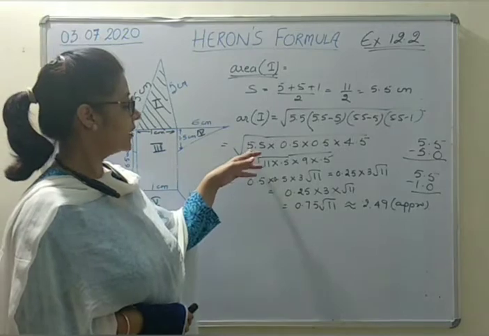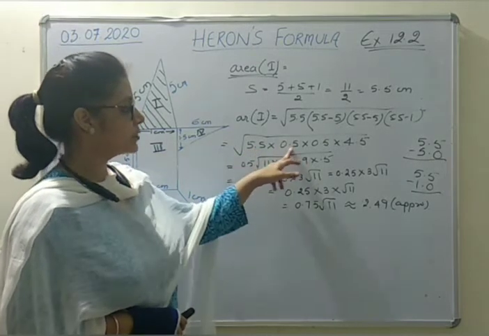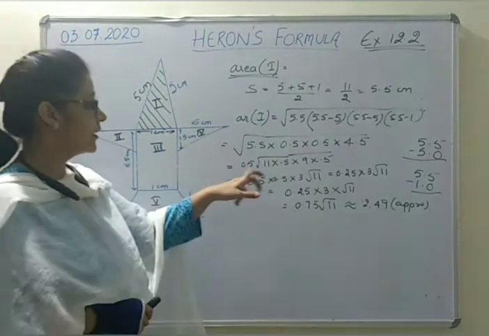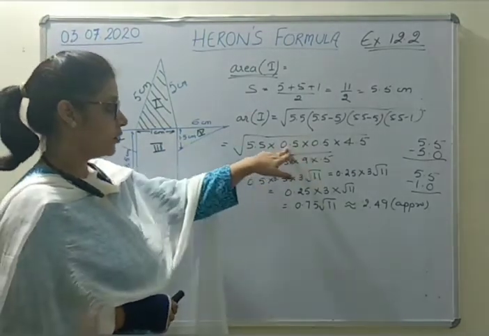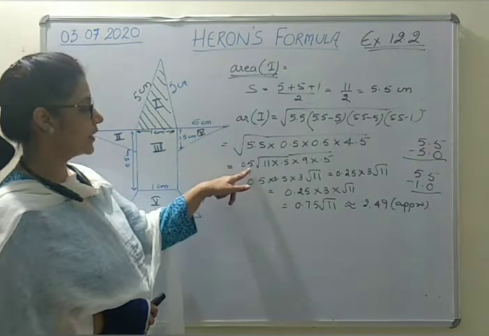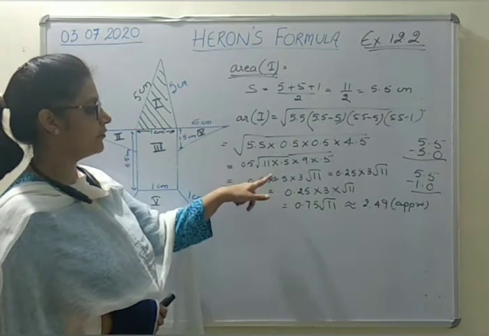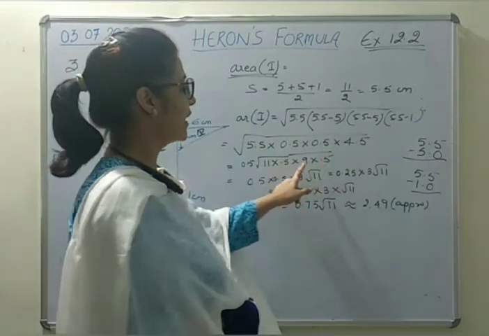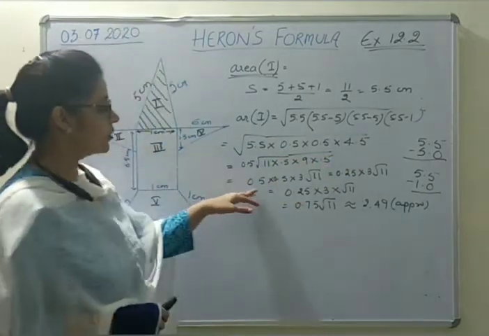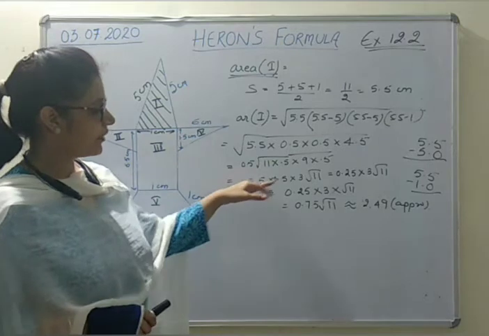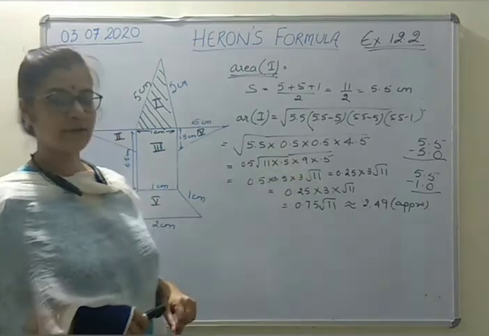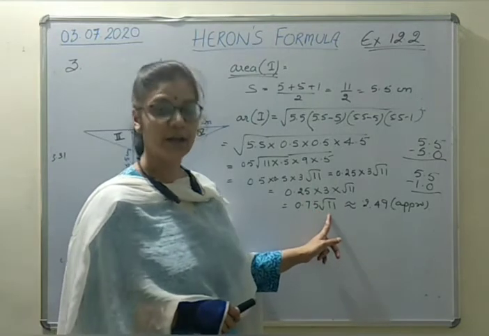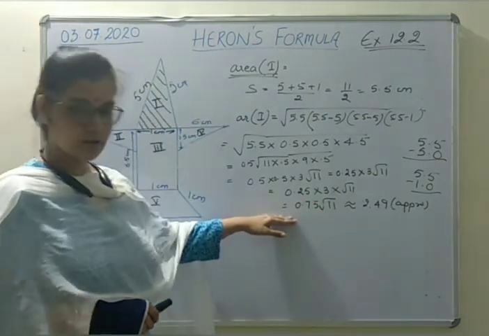So that will be under root 5.5 into 0.5 into 0.5 into 4.5. Out of these two, one 0.5 will come out. This 5.5 we can write as 11 into 0.5, and this 4.5 we can write as 9 into 0.5. So how much are we getting? 0.5 into 0.5 into 3 root 11, which is equal to 0.75 root 11. You can write this also.